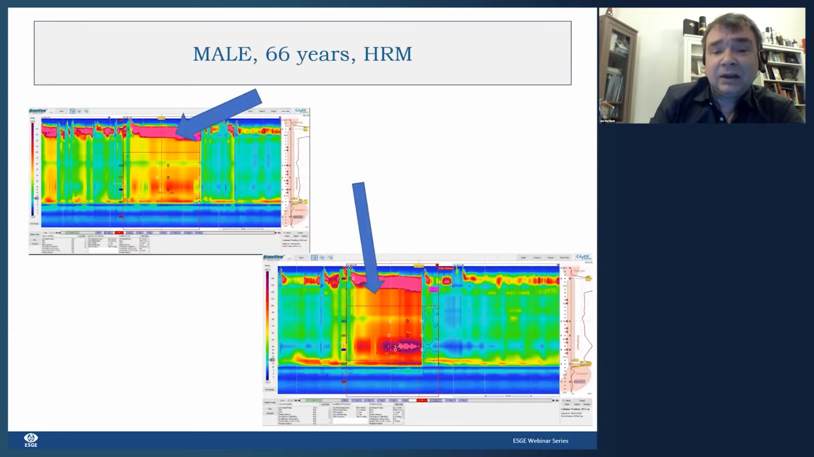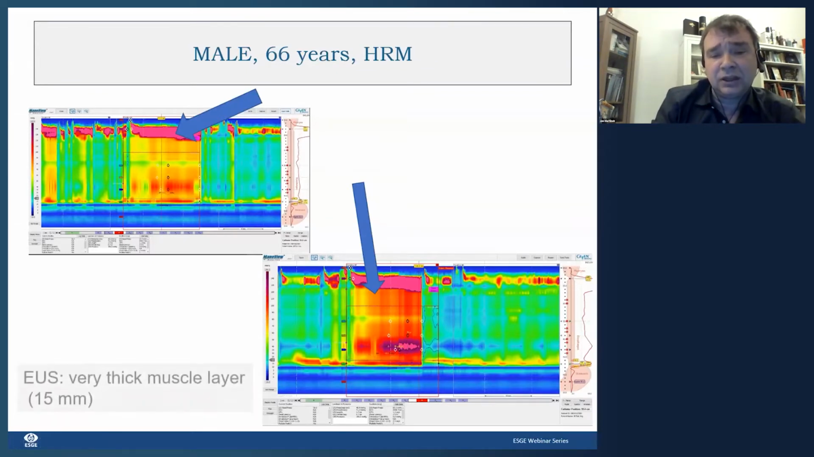We don't often see such high pressurizations reaching the red color. For those who are not familiar with manometry, blue color is no pressure and red color is very high pressure. We see the non-relaxing lower sphincter, and here are pressurizations reaching sometimes really very high values, some signs of even spasm, but we classify this patient as having achalasia type 2.